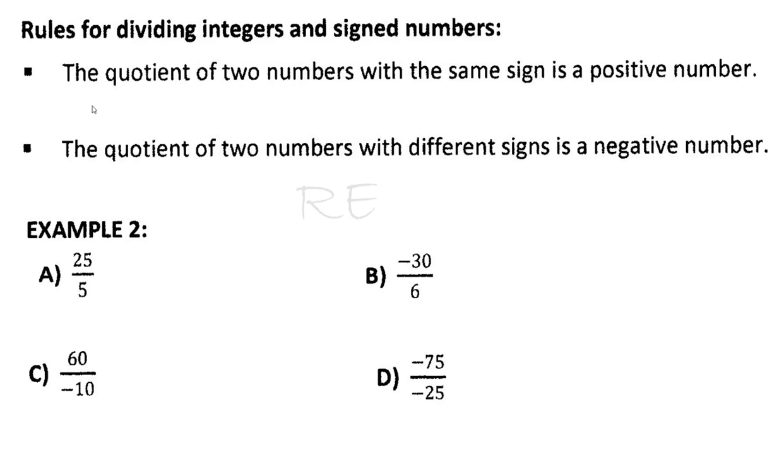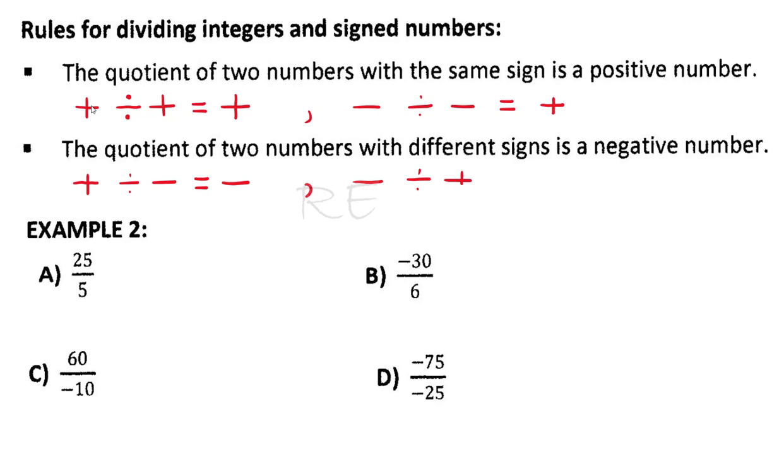The quotient of two numbers of the same sign is positive. Plus divided by plus yields plus. Minus divided by minus yields plus. The quotient of two numbers with different signs is a negative number. Plus divided by minus yields minus, and minus divided by plus yields minus.